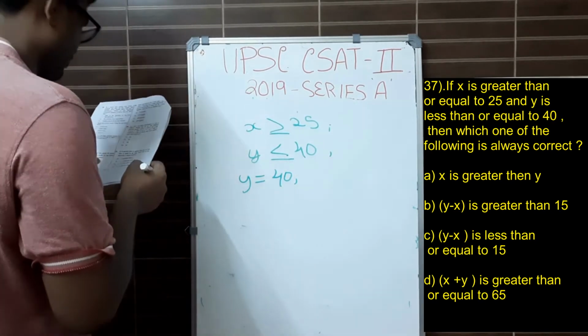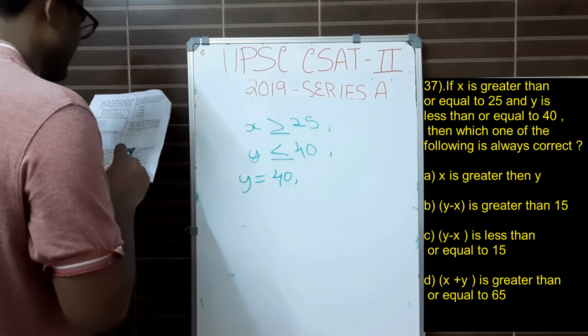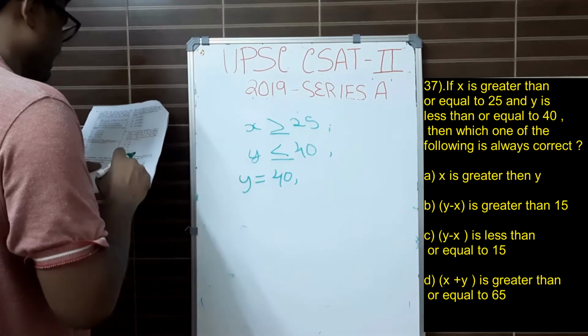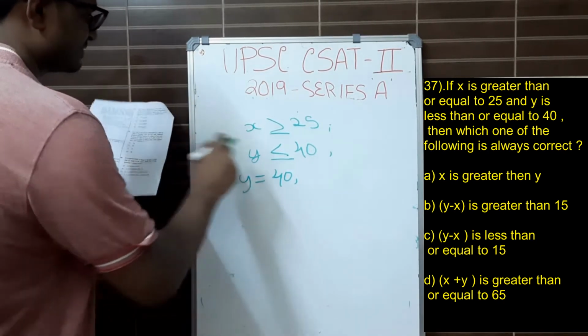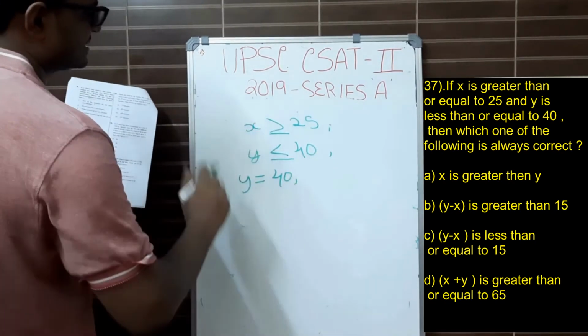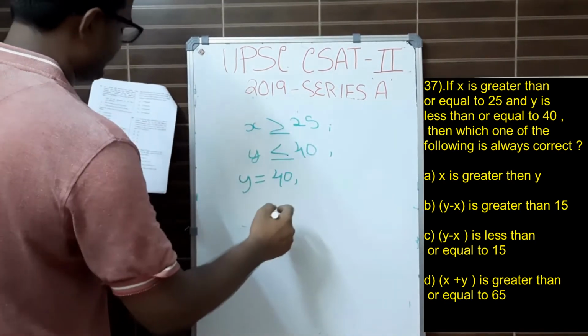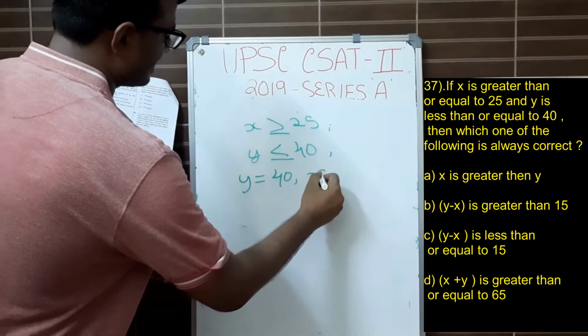So since we want the value of y minus x to be greater than 15, we are trying to negate statement C. So we have to have a value of x which is very small, but x cannot be lesser than 25. Okay, 25 is the least value of x.